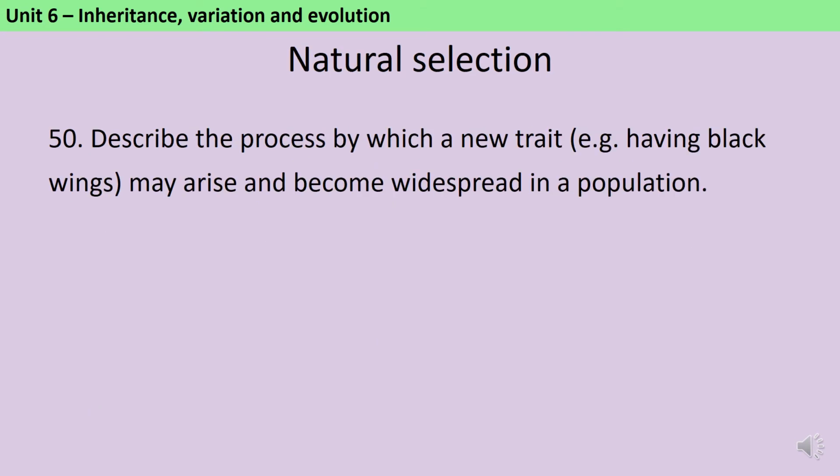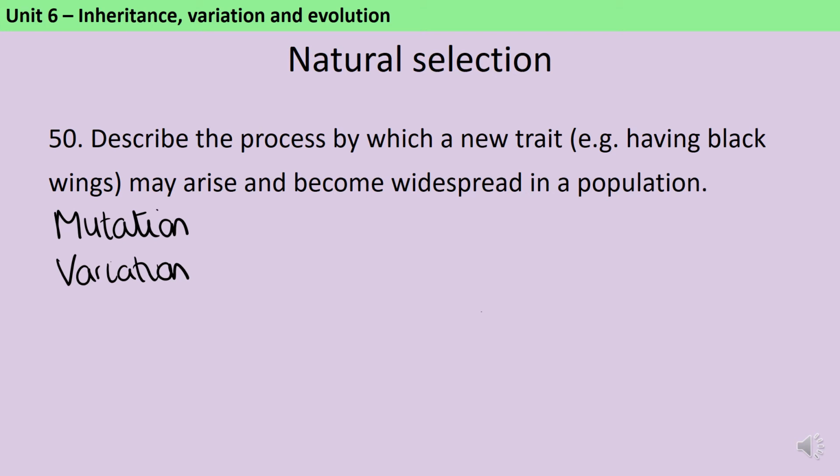Natural selection is quite a complicated process with 5 key steps that you need to remember. Firstly, mutation occurs, and this causes changes to the DNA. This means that within a population, individuals will show variation for a particular characteristic. They won't all be exactly the same as one another.